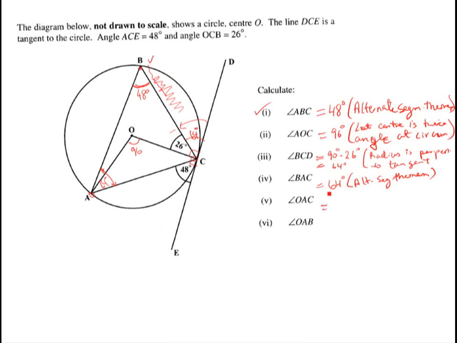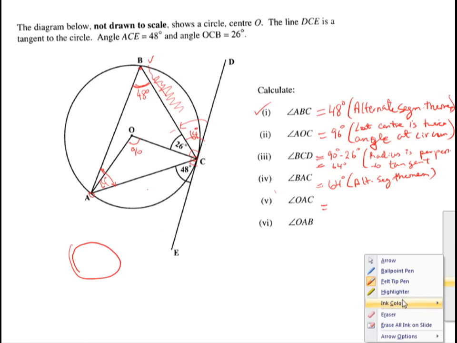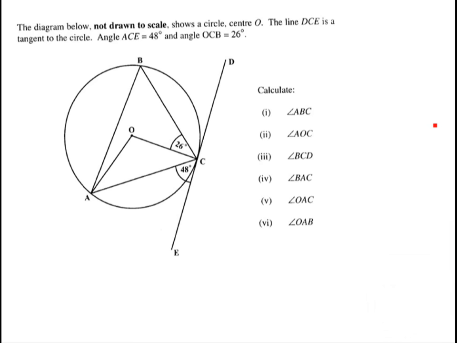Okay. Now we're down to angle OAC. Finding angle OAC is a little easy as well. So let's look at it. I'm going to draw a circle down here. I think I need to do that a little better. Okay, everything just disappeared, so let's go back over this again quickly.